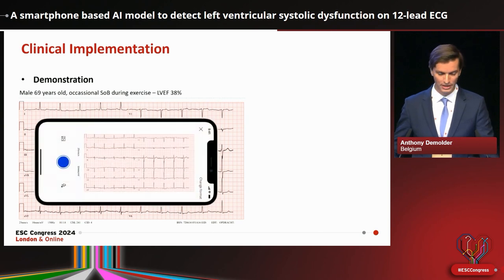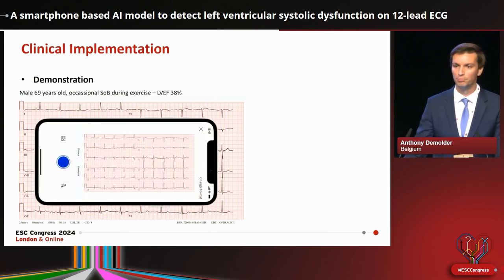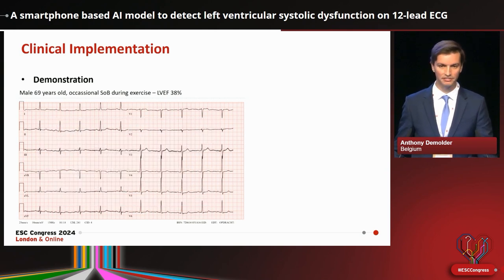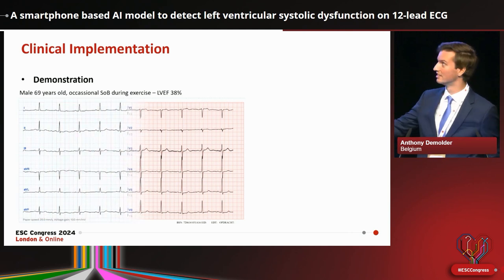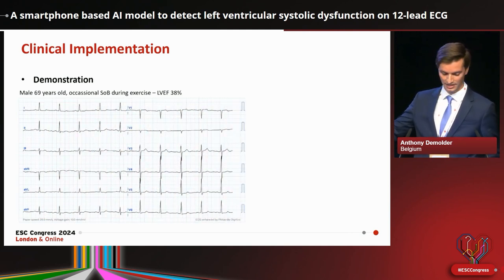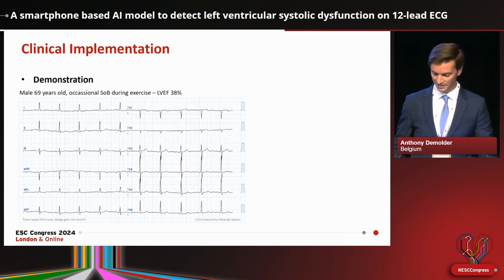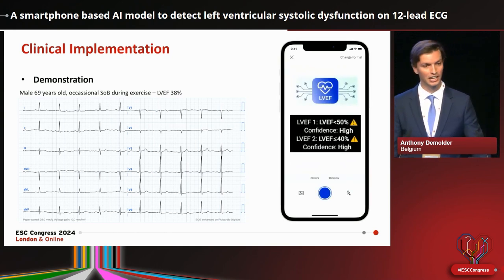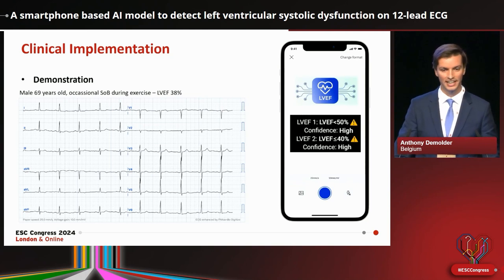But now, what we can do, we have our smartphone with us, and we can take a picture of this ECG. And what we can effectively do is digitize this ECG quite nicely, as you can see here on the screen. And then based on this digitized ECG, we can get an AI algorithm prediction for this patient. So our AI algorithm here predicted that this patient has reduced ejection fraction with high confidence.